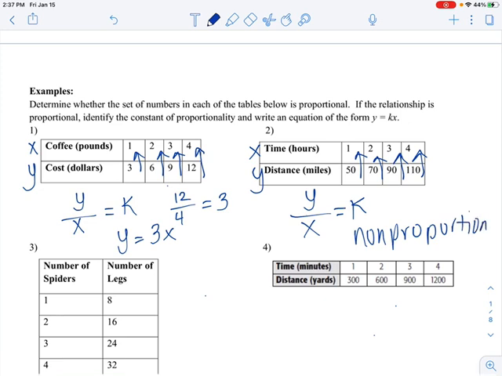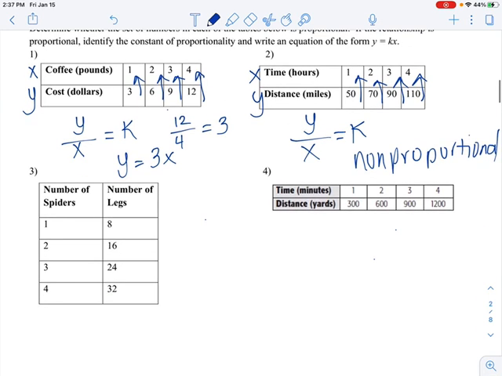When you have a table that is vertical, like number 3, the left side's your x, the right side's your y, so you would be dividing 8 divided by 1, 16 divided by 2, 24 divided by 3, 32 divided by 4. And all of those equal 8, so k is 8, so you can write that as y equals 8x.